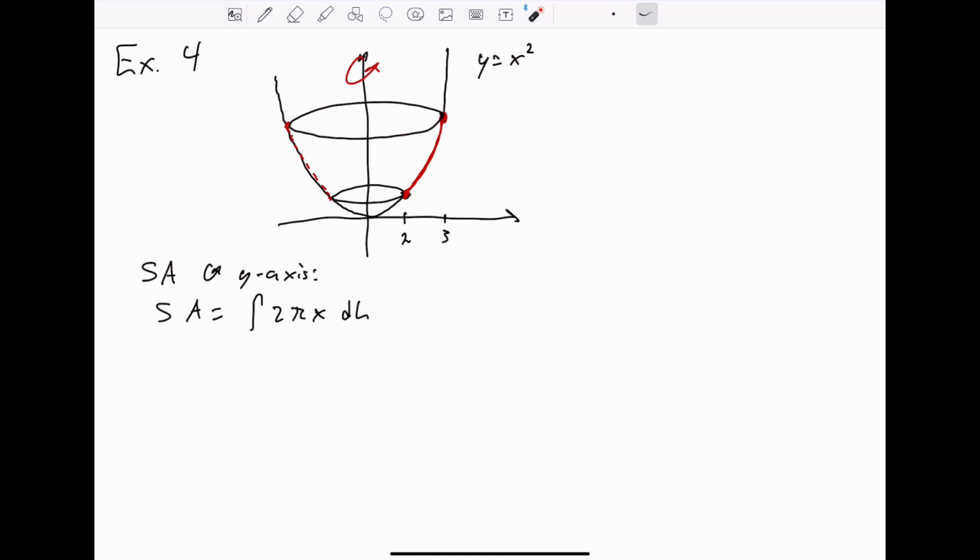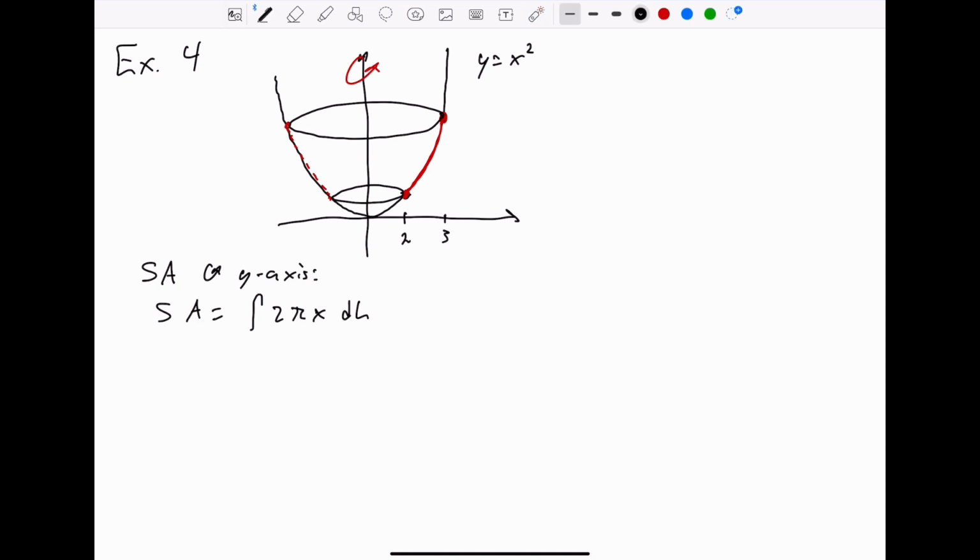Now we have the choice of which variable to integrate with respect to. We have an x here, but that doesn't necessarily mean that we must integrate with respect to x. We can choose to use the expression for dl that integrates with respect to x or with respect to y. For this problem, I think it's going to be easiest to set it up with respect to x first. And then actually the next problem, we're going to redo the integral, setting it up with respect to y, and we'll get the exact same number.